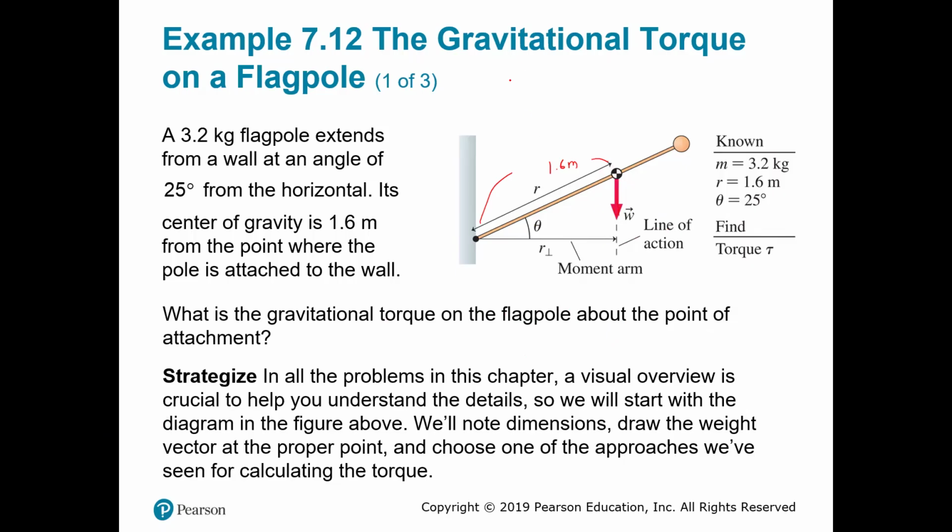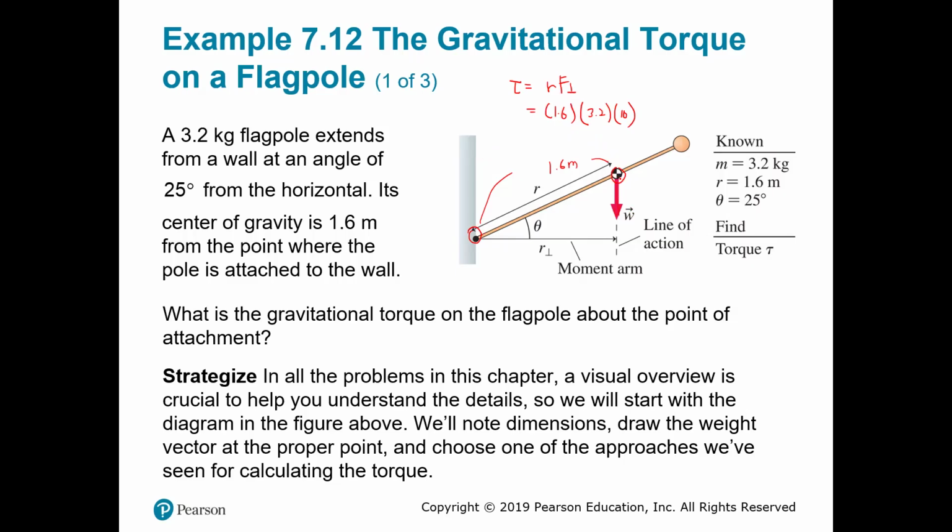So the torque, as you learned last time, is r times F perpendicular, right? The r here is the distance from the hinge to the point where you apply your force. So r is 1.6. And the magnitude of the force is of course the weight of this flagpole, which is 3.2 times g, which is 10, right? So this is straightforward. But the thing is, F perpendicular, right? Perpendicular to this pole, right?